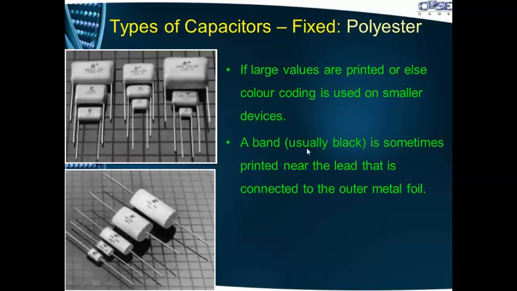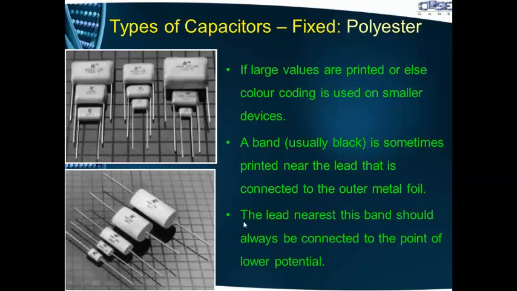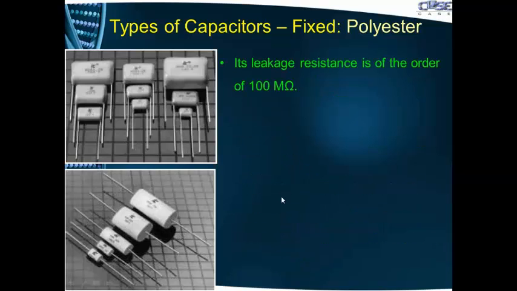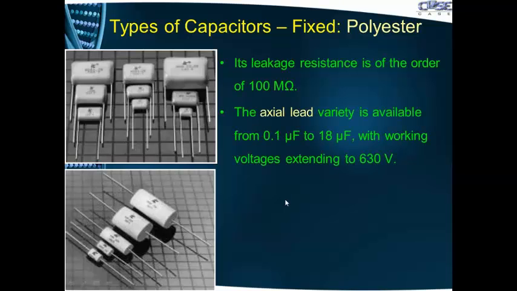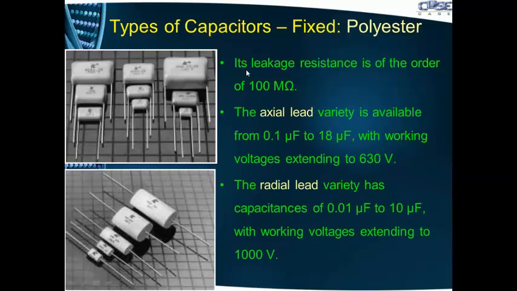Also a band, usually black, is sometimes printed near the lead that is connected to the outer metal foil. The lead nearest this band should always be connected to the point of lower potential. So usually a band is also indicated here to indicate the negative terminal of the capacitor. Its leakage resistance is of the order of 100 megohm.